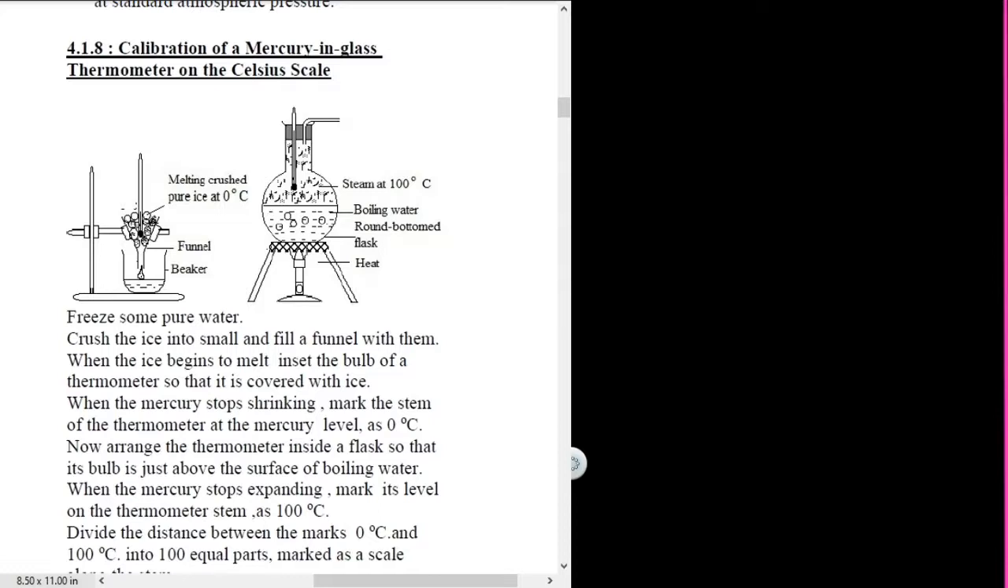First, we need to freeze some pure water, crush the ice into small pieces and fill a funnel with them. So first we must have ice. Why do we need ice? Remember, we need two points. The first point is the lower fixed point, or 0 degrees Celsius. So we need to find where this point will show on our thermometer.